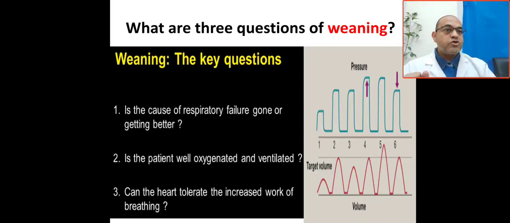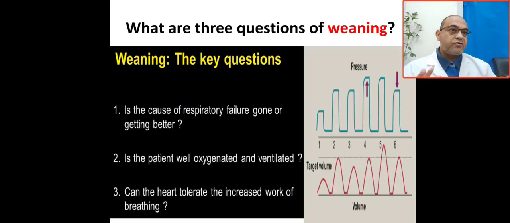So we have 3 questions you have to ask during the weaning time. Is the cause of the respiratory failure gone or getting better? Is it hypoxic respiratory failure or hypercapnic respiratory failure, or both hypoxic and hypercapnic? So be sure the cause of the intubation and ventilation is gone or getting better. The second question: is this patient well oxygenated and ventilated? What does this mean? Oxygenated means the FiO2 requirement will be 30 to 40%, and the PO2 in the blood gas will be 60 millimeters of mercury, guided with oxygen saturation.